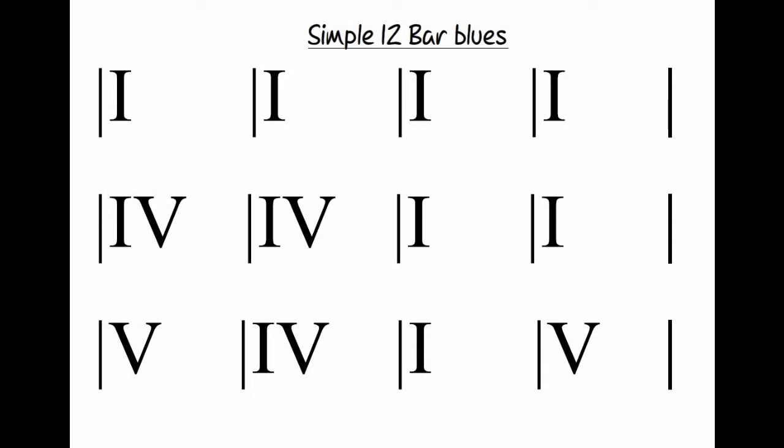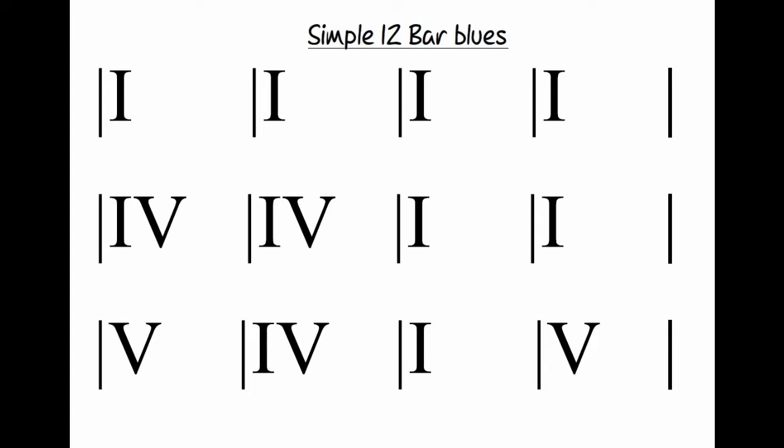So we should now take a look at what a 12-bar blues looks like. On screen you can see a 12-bar blues represented entirely as Roman numerals. The vertical lines are bar lines. You would count 1, 2, 3, 4 for each bar. The top line has 4 bars of the 1 chord. The middle line has 2 bars of the 4 chord followed by 2 bars of the 1 chord. The last line has 5 chord, 4 chord, 1 chord, 5 chord, 1 bar of each.